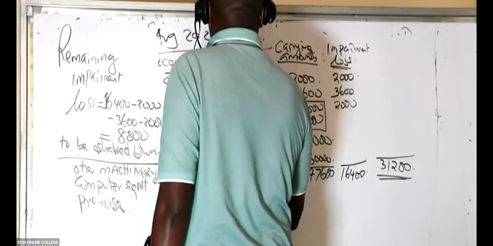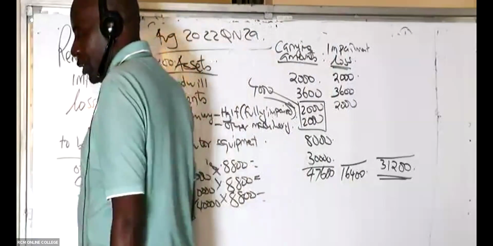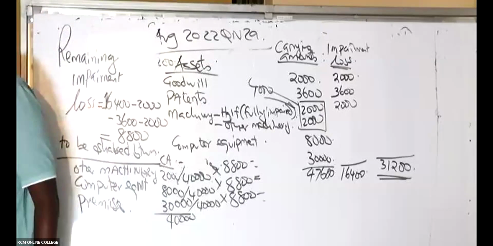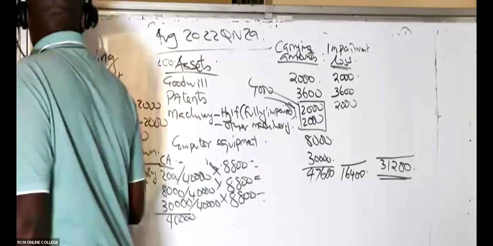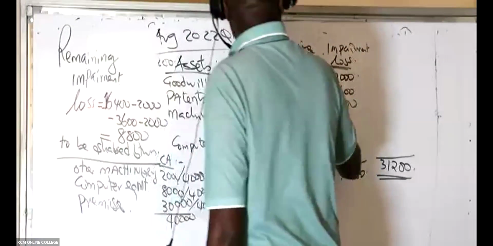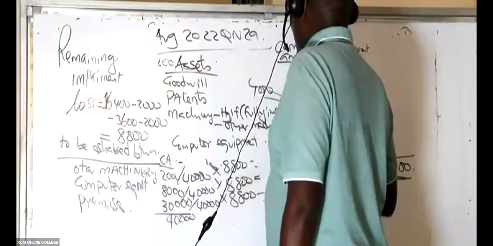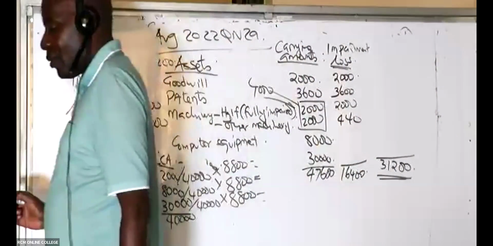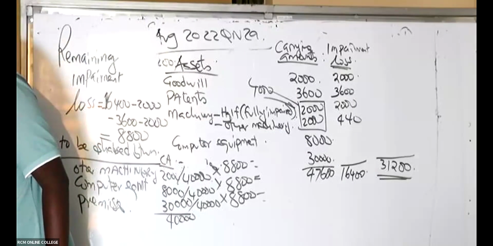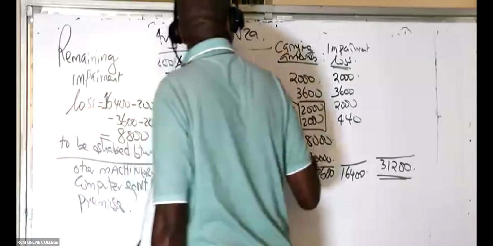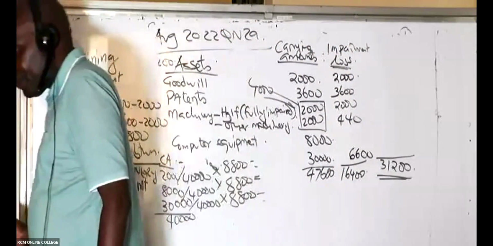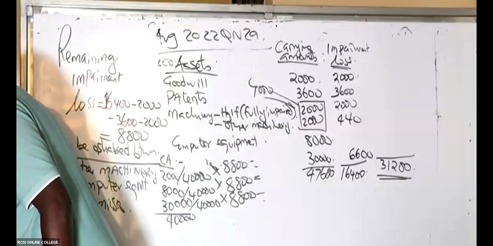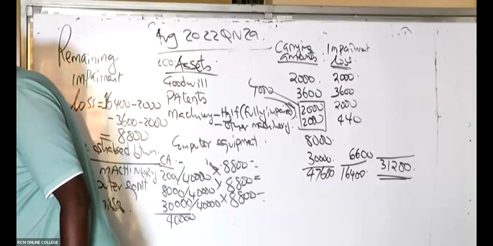So are you able to give me the figures, ladies and gentlemen? The first one, Queen Magdalene gives me 440 for other machinery. Premises, 6,600. And lastly, computer equipment: 1,760, right?